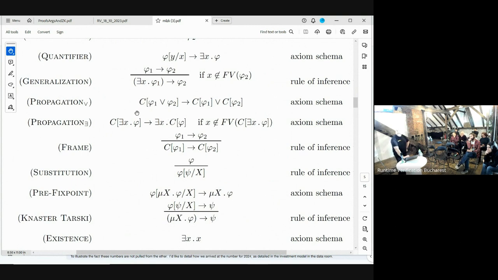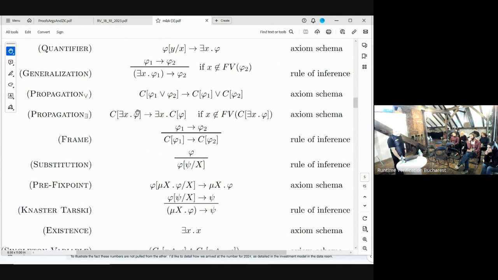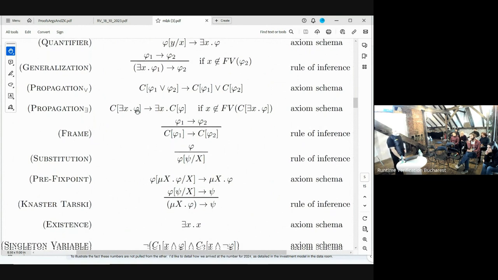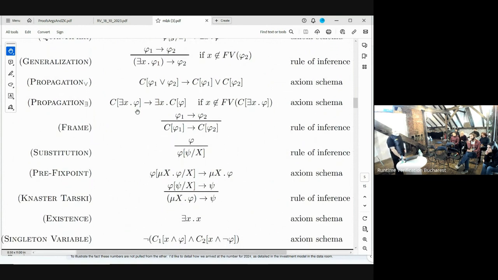I believe personally that these two can also hopefully be eliminated. But all the others are pretty standard. This allows you to do local reasoning in a context. Then this is the fixed point property of mu, which makes it the least fixed point. So we have only two proof rules related to inductive reasoning.